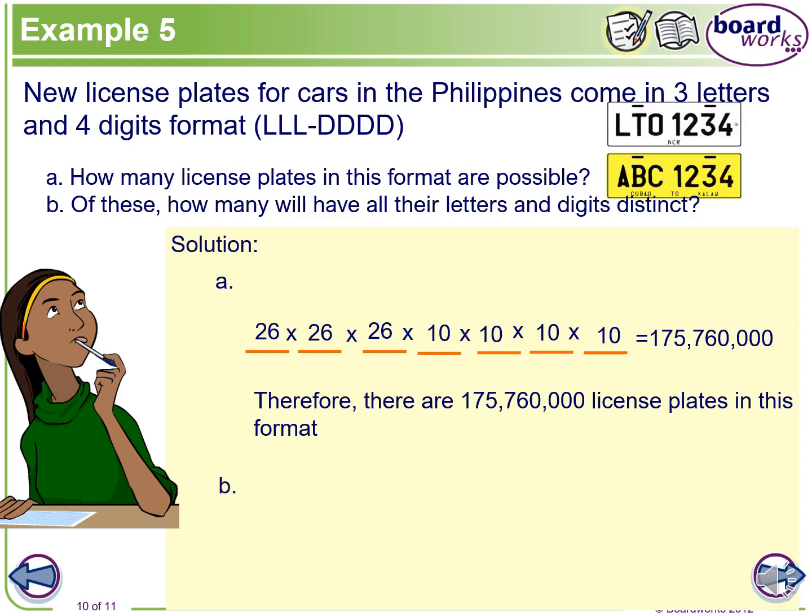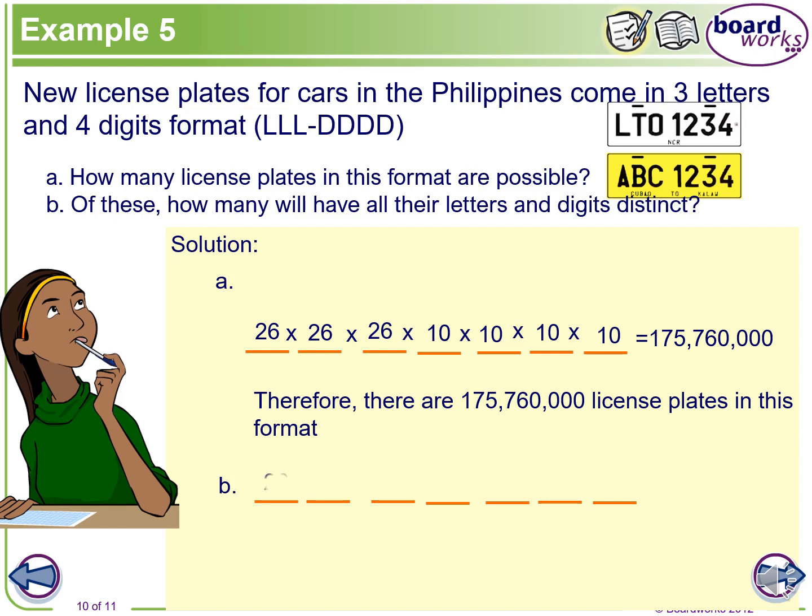Okay, how about letter B? Of these, how many will have all their letters and digits distinct? When we say distinct, it's different letters and different digits. So repetition is not allowed here. That means A should not be repeated, B should not be repeated, 1 should not be repeated, 2 should not be repeated, okay? That means distinct. Okay, so take note, the first 3 events are for the letters. The four events will be for the digits.